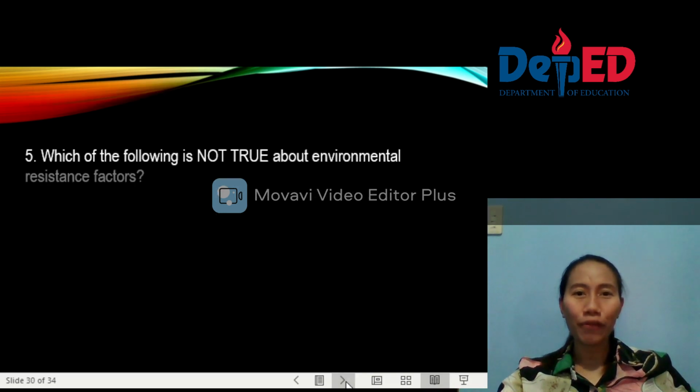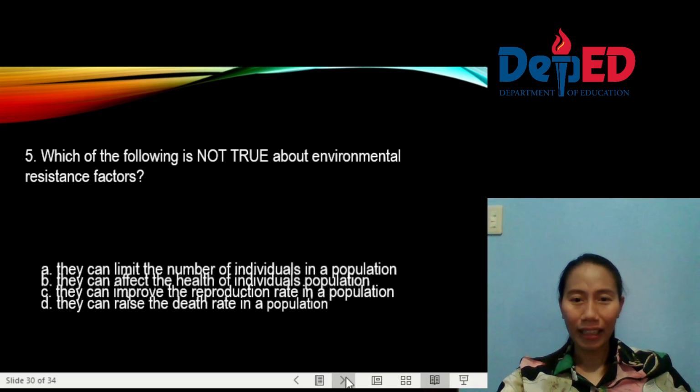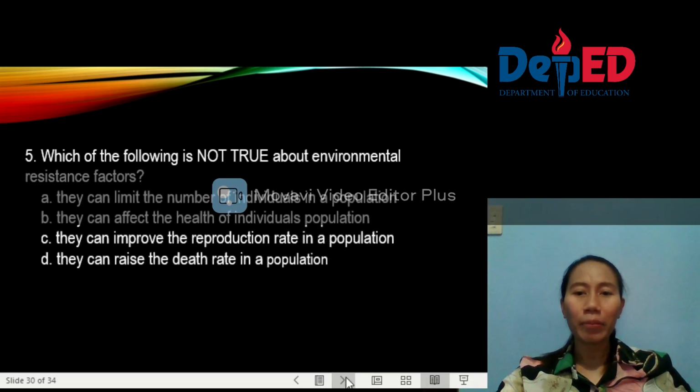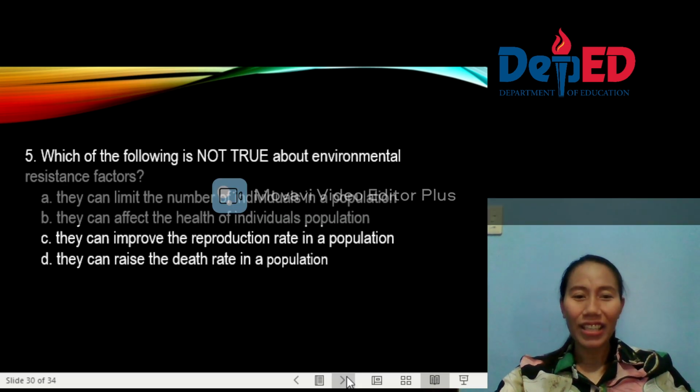Last question, number 5. Which of the following is not true about environmental resistance factors? Again, which of the following is not true about environmental resistance factors? Letter A, they can limit the number of individuals in a population. Letter B, they can affect the health of individuals in a population. Letter C, they can improve the reproduction rate in a population. Letter D, they can raise the death rate in a population. You have to choose your answer wisely.